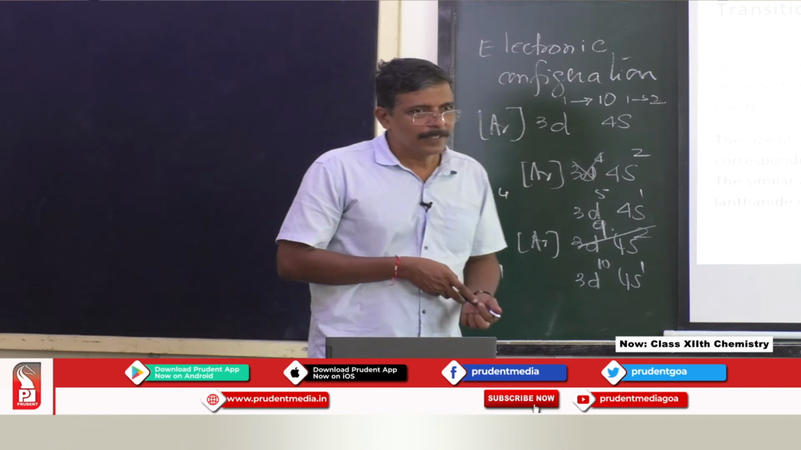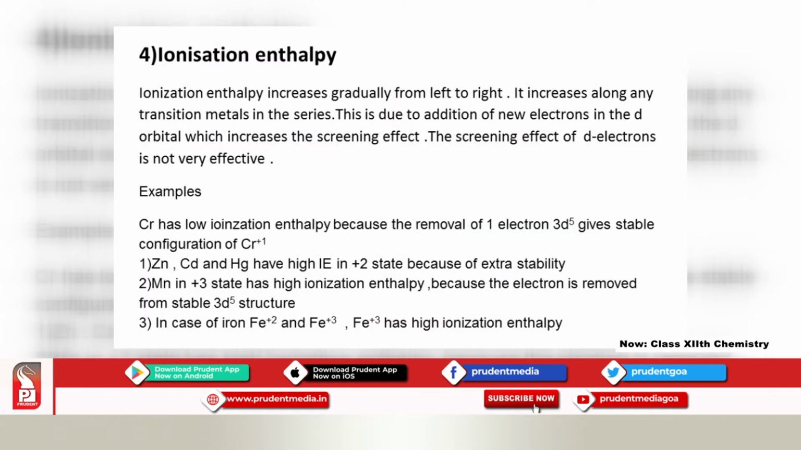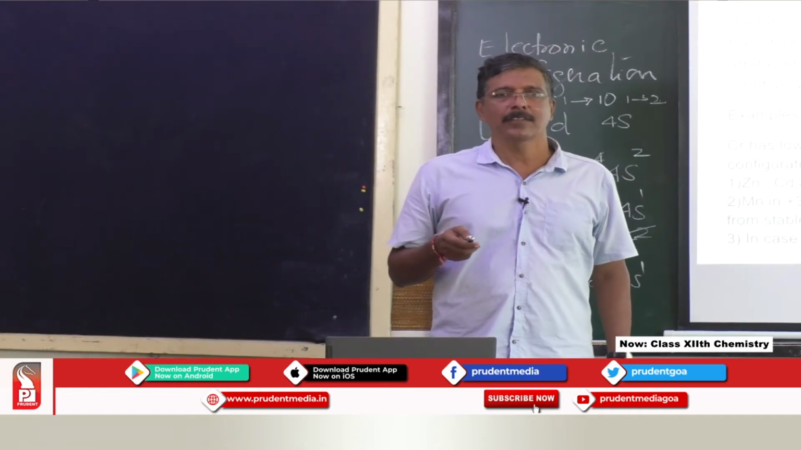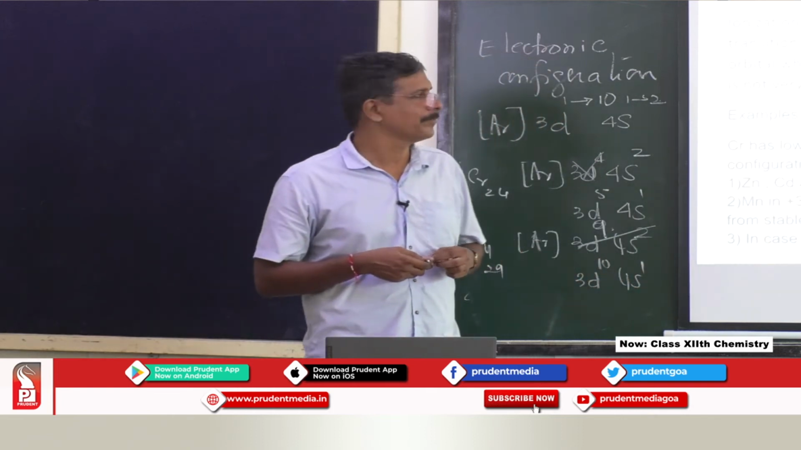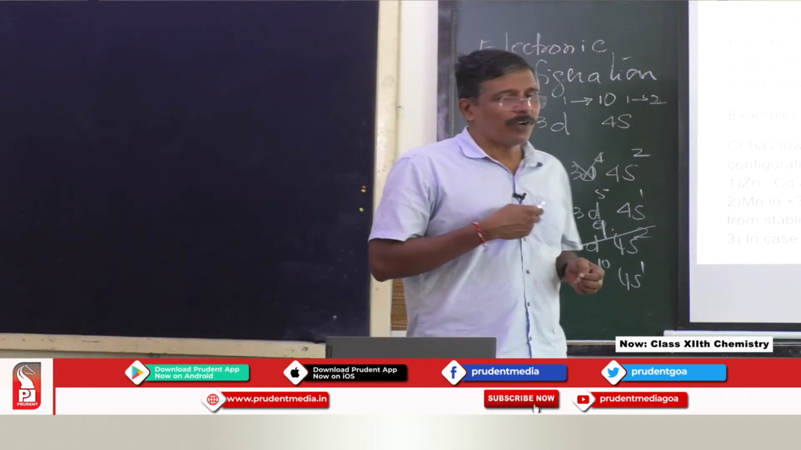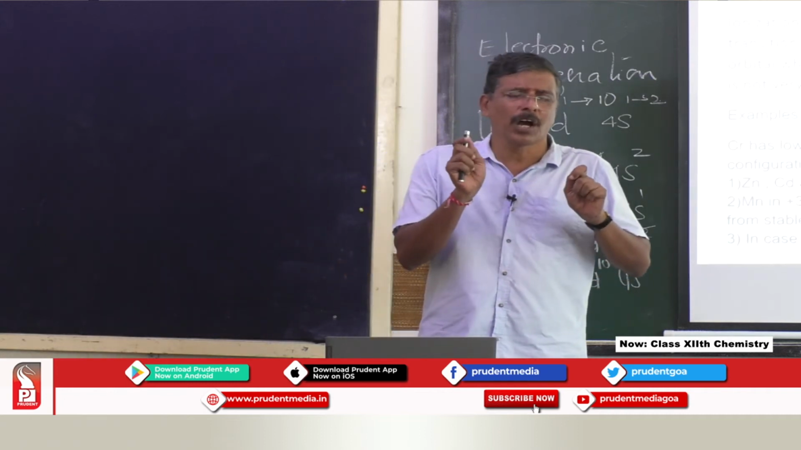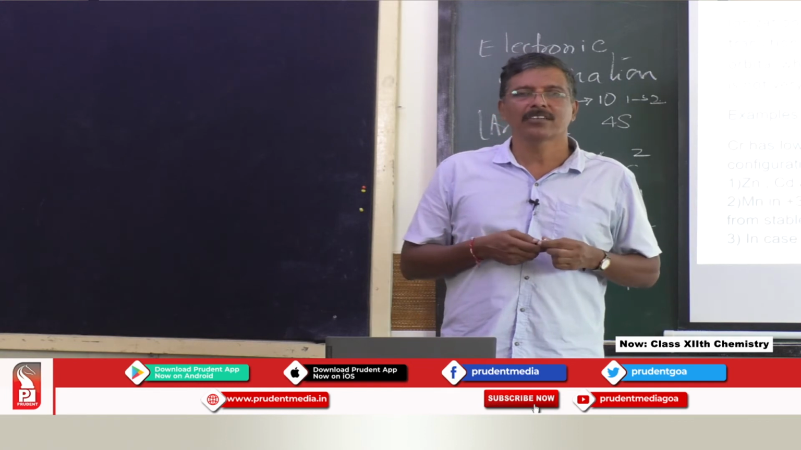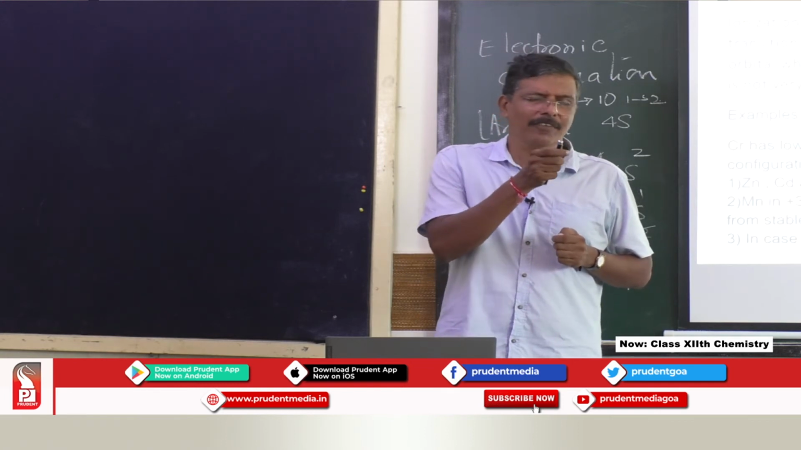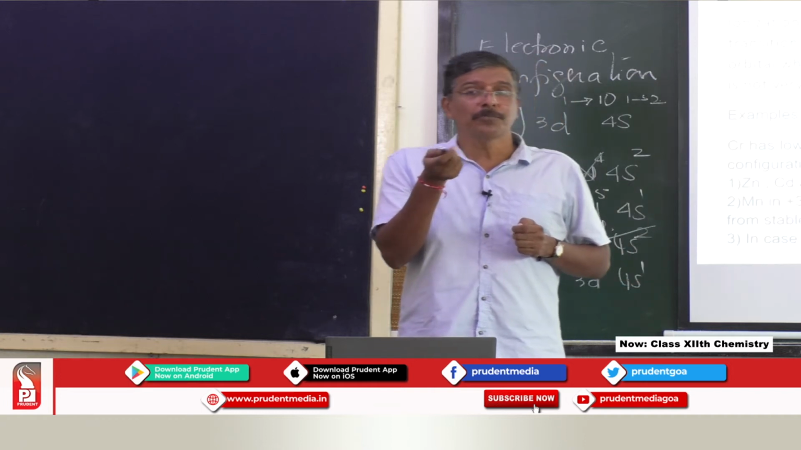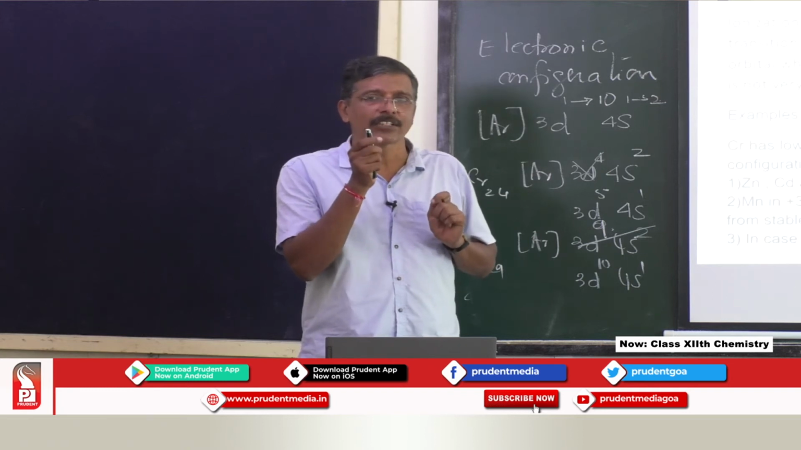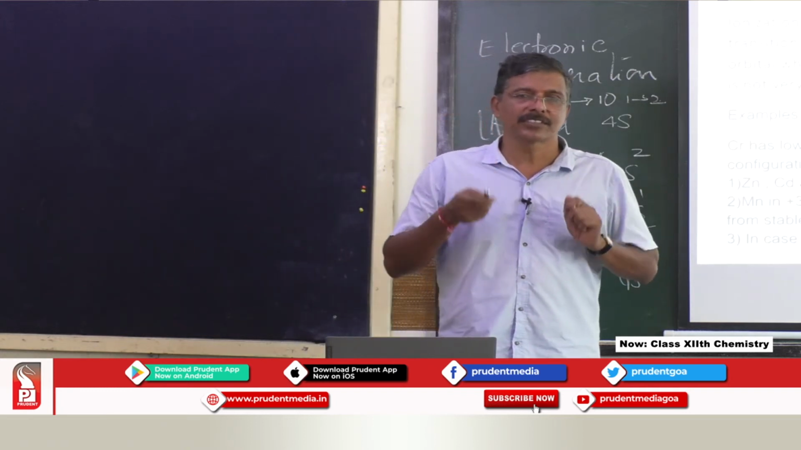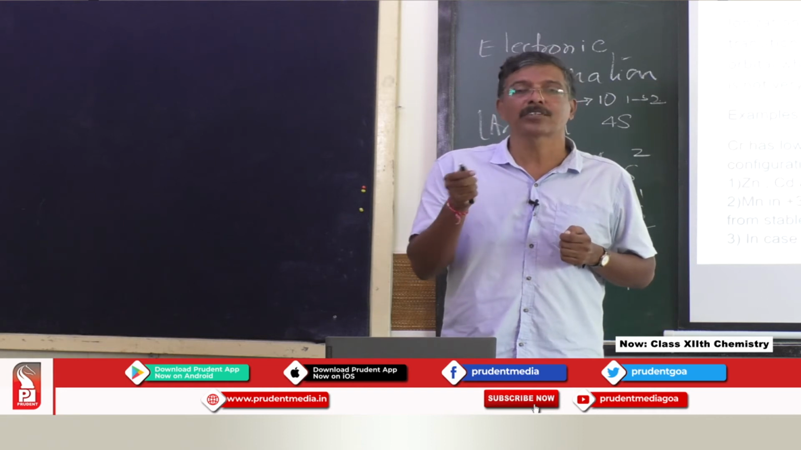We will go for the next. Ionization enthalpy. Ionization enthalpy is nothing but ionization energy. It means the energy required to remove the outermost electron. If you want to remove the outermost electron, it requires less energy because it is far away from the nucleus. If you want to remove the second electron, after first removing the first electron, it is very near to the nucleus, so it requires more energy compared to the first electron.